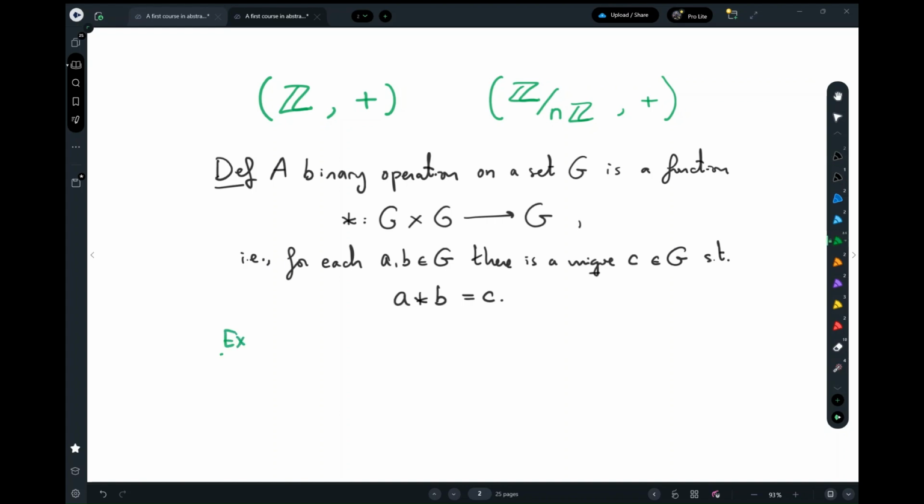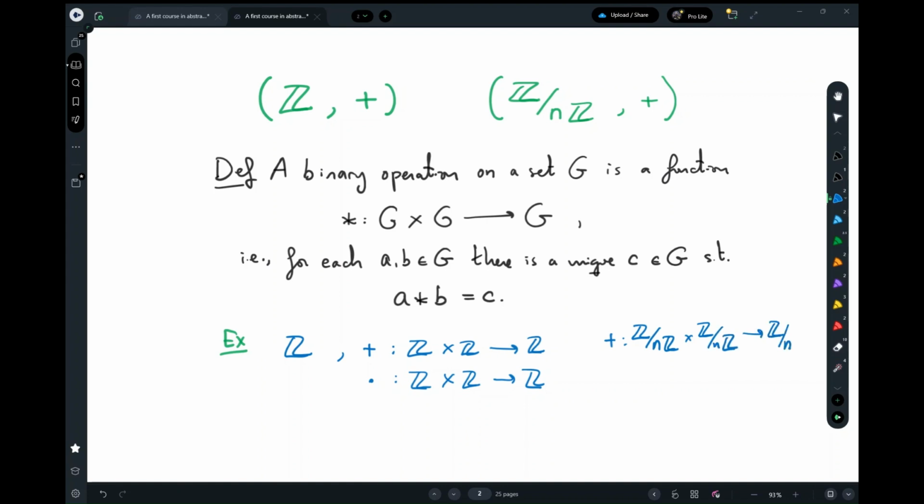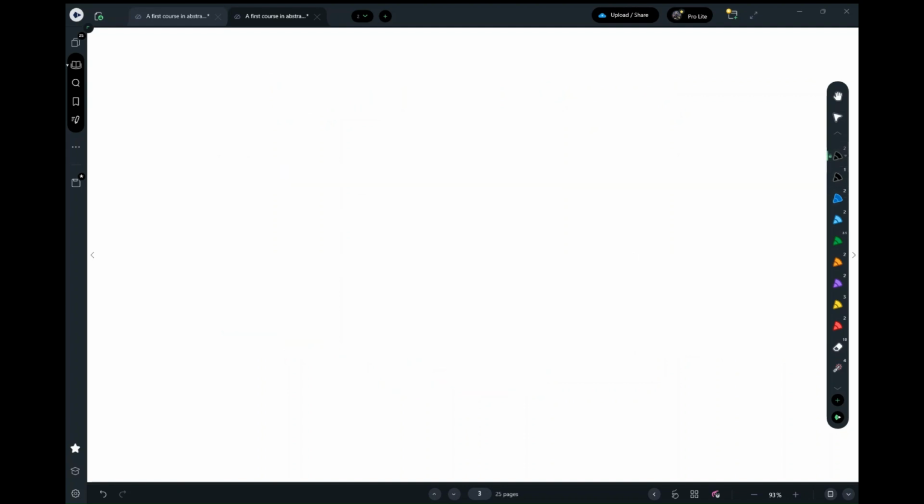And as I said, for example, for the integers, addition is a binary operation, and multiplication in the integers is also a binary operation. But addition in Z modulo nZ is also a binary operation, and so is multiplication. Okay, so what is a group? Then a group is going to be a set with a binary operation, with a chosen binary operation.